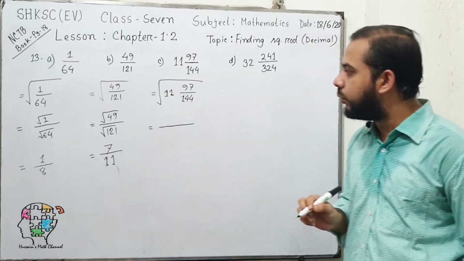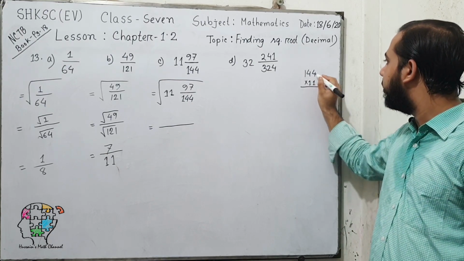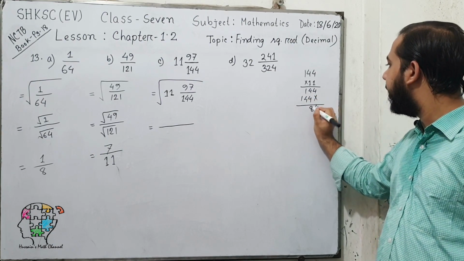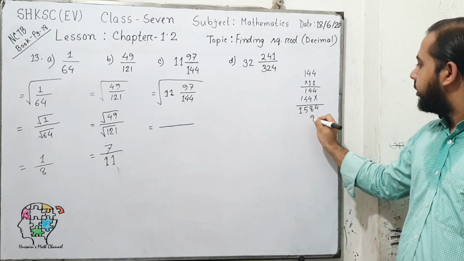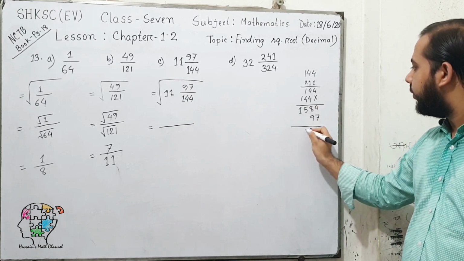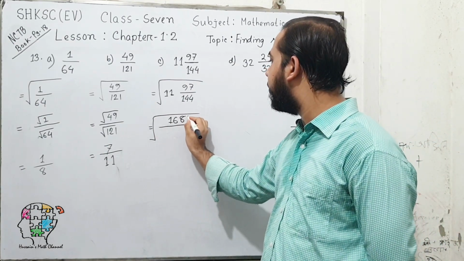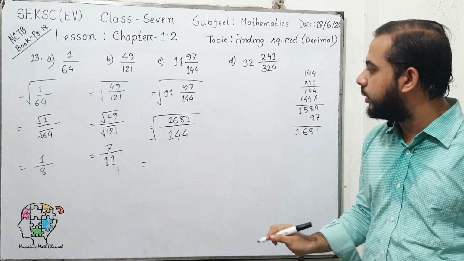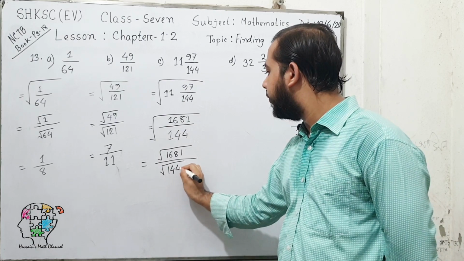So 11 and 144, you can do it roughly, 144 times 11. So it will be 1584. Now we have to add the numerator 97, and it will be 1681. So the square root of 1681 over 144. So now we find the square root of 1681 here and the square root of 144 separately.